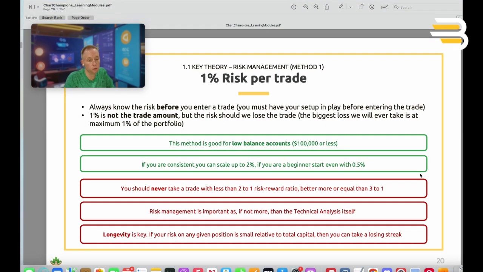Longevity is the key. If the risk on any given position is small relative to your total capital, then you can take a losing streak. So guys, if we're trading with 1% of our portfolio each time, you can get quite a few wrong in a row, even in the beginning, and still be okay. That's why, especially for anybody beginning, the smaller the position size or percentage of your portfolio, the more important.